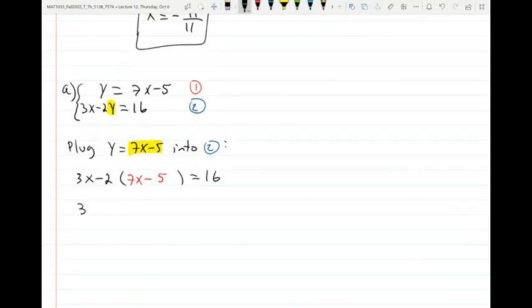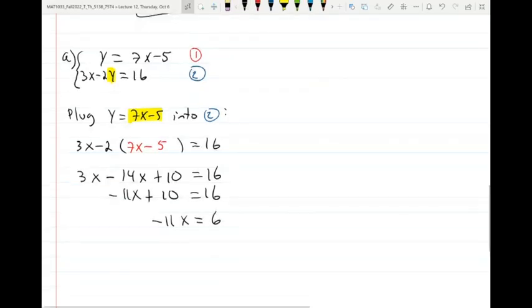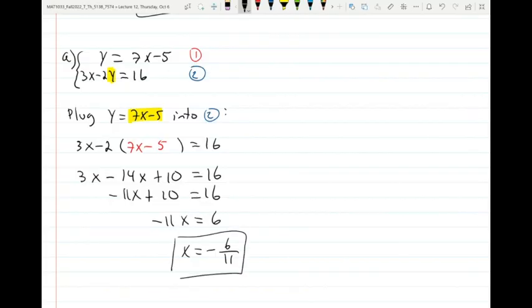All right, so what is this? That's 3x minus 14x plus 10 equals 16. Clear the parentheses. Now remember, always simplify as much as you can before you start moving stuff around. So that would be negative 11x plus 10 equals 16. And now we finish solving for x, so we just move the 10 over, subtracting. So we get negative 11x equals 6, and then divide. And x is negative 6 over 11.